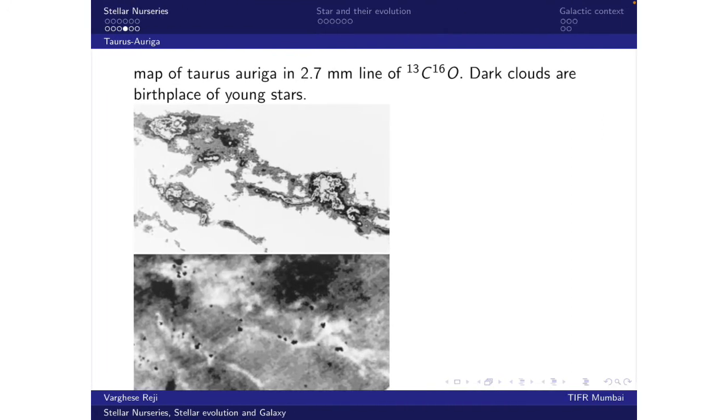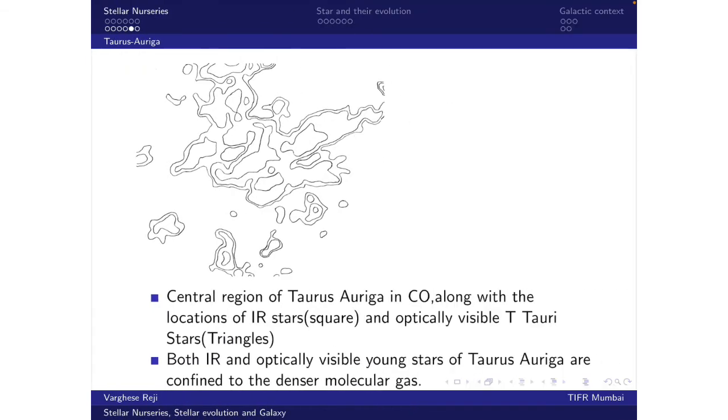So this is also a stellar nursery, that means a major portion of star formation. This is the 2.7 millimeter line of carbon isotope carbon monoxide, that means 13 carbon 16 isotope. This is also a carbon monoxide map of the central region, and yeah.